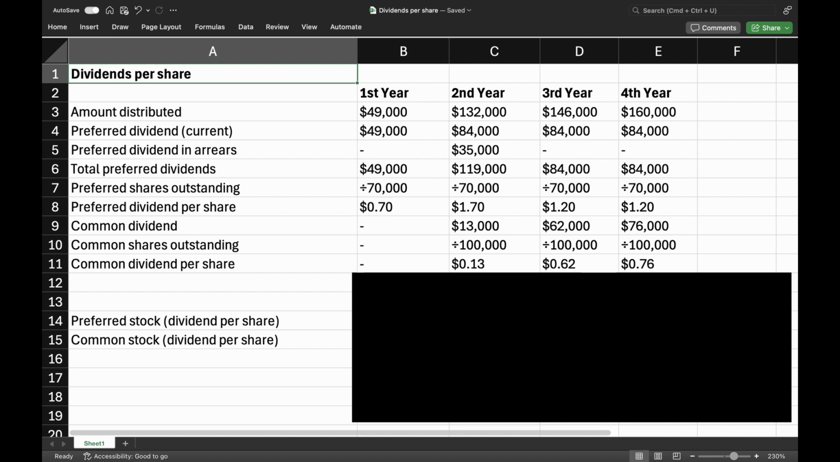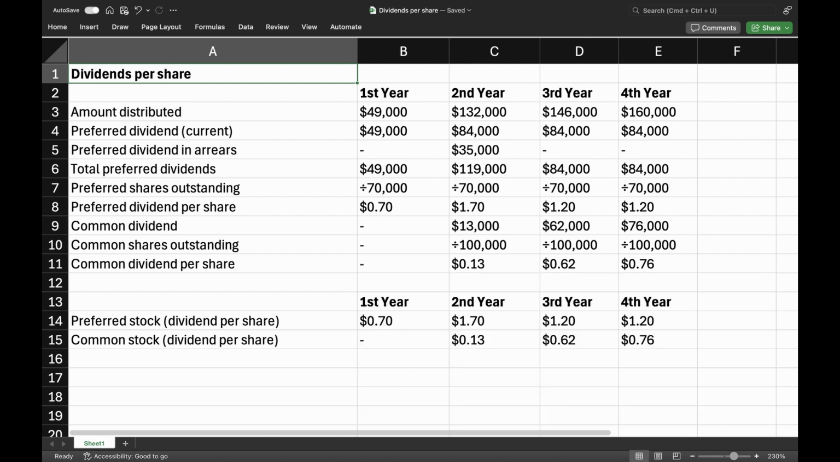So, for the dividends per share for the preferred stock, you have 70 cents for the first year, $1.70 for the second year, and $1.20 for the third and fourth years. For the dividends per share for the common stock, you have $0 for the first year, 13 cents for the second year, 62 cents for the third year, and 76 cents for the fourth year. And there you have it.